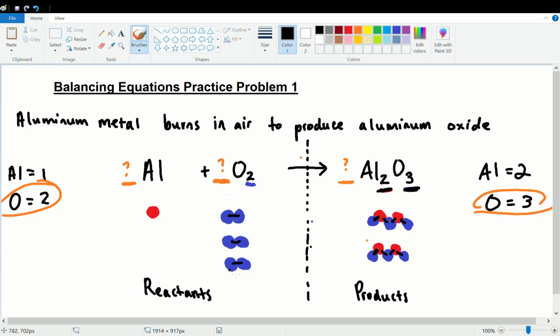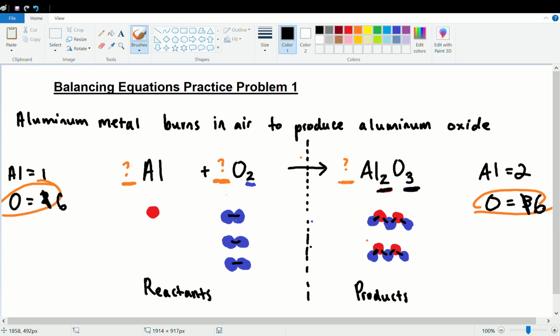Now I see 6 oxygen atoms on the left-hand side, and actually, I have 6 oxygen atoms on the right-hand side. So let's go ahead and count. 1, 2, 3, 4, 5, 6. 1, 2, 3, 4, 5, 6. So that balances my oxygen atoms perfectly. I'm going to go ahead and erase my check marks. And so now all I have to do is come back to my aluminums. Just so that we know, now I have 6 oxygens on the left and 6 oxygens on the right, and so that one's perfect.